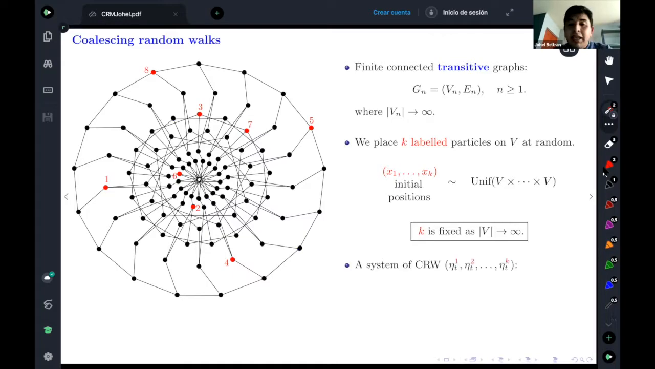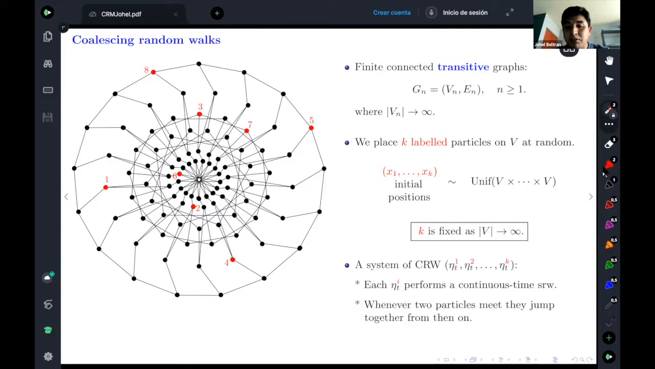Good. We let these particles evolve as a system. That means that each particle performs a continuous time simple random walk on the graph, and the interaction between the particles is that whenever two particles meet, they jump together from then on. A possible path for these dynamics.